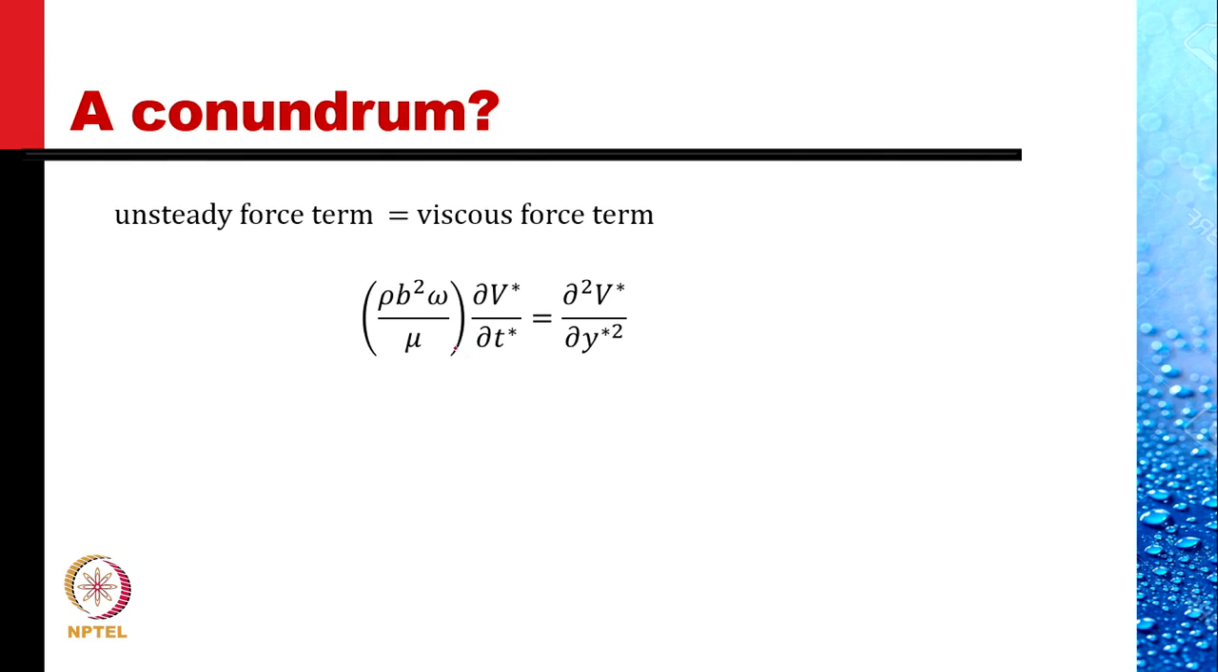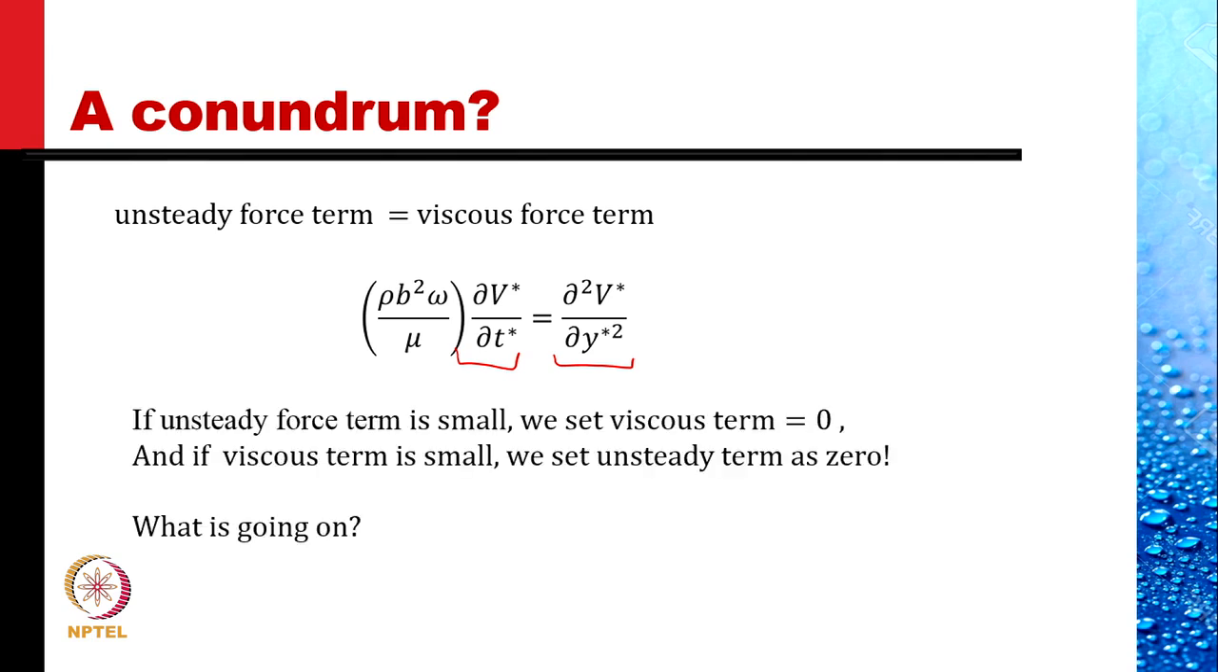The left hand side represents the normalized acceleration, and this is the normalized second gradient of velocity that occurs in the viscous forces. If the unsteady force term is small, we set the viscous term equal to 0. And if the viscous term is small, we set the unsteady term as 0. What's going on? It seems funny.